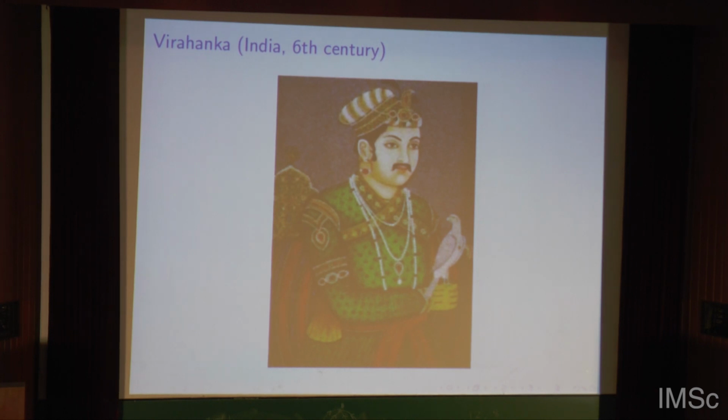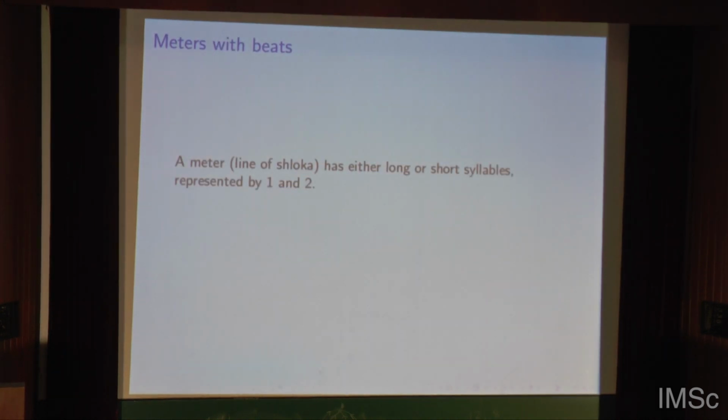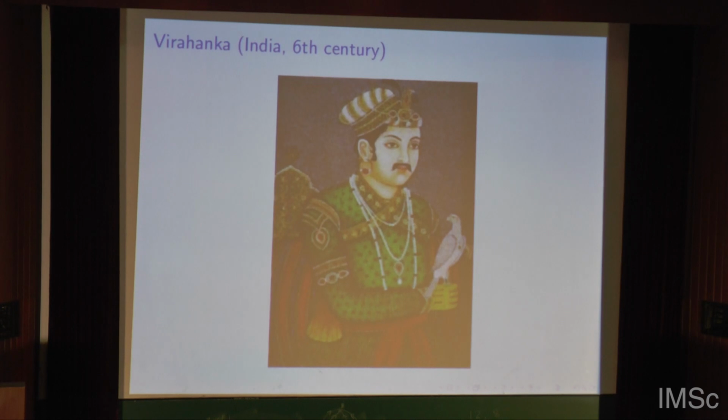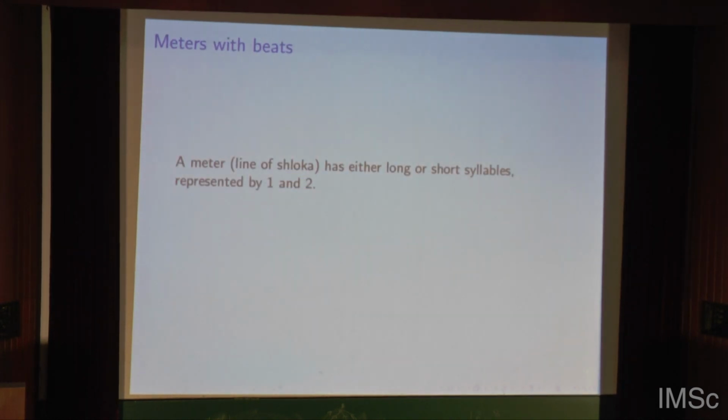But Fibonacci numbers are very old, and in India a lot of mathematics wasn't a separate subject. It was integrated with a lot of other things. And we have the Indian scholar Virahanka around the 6th century. So this would be 600 years before Fibonacci. And he was studying poetry.